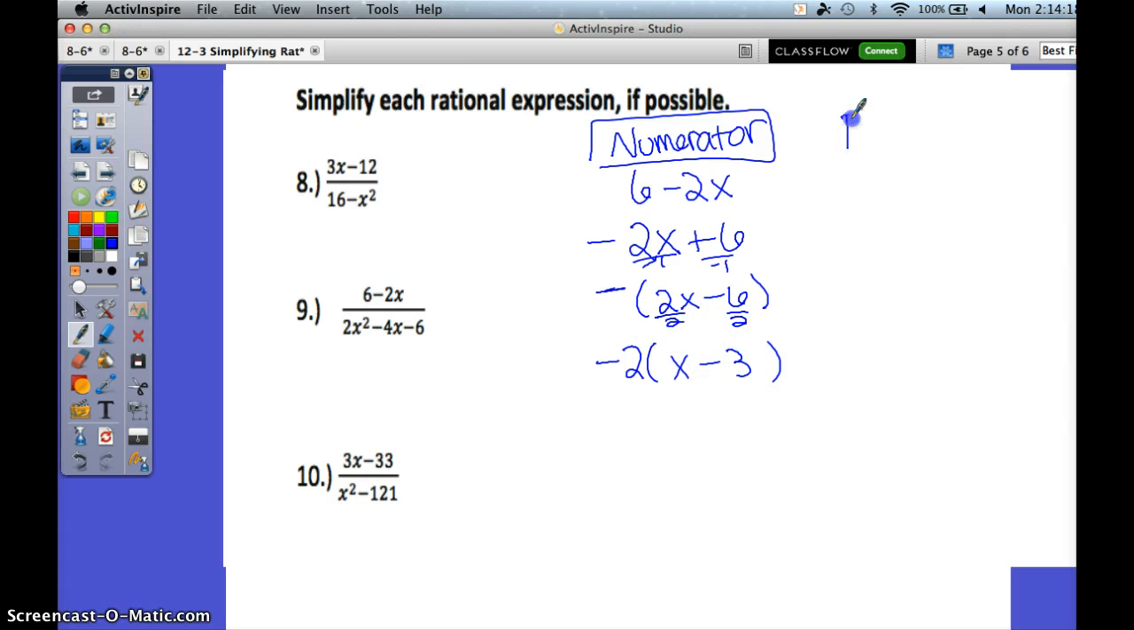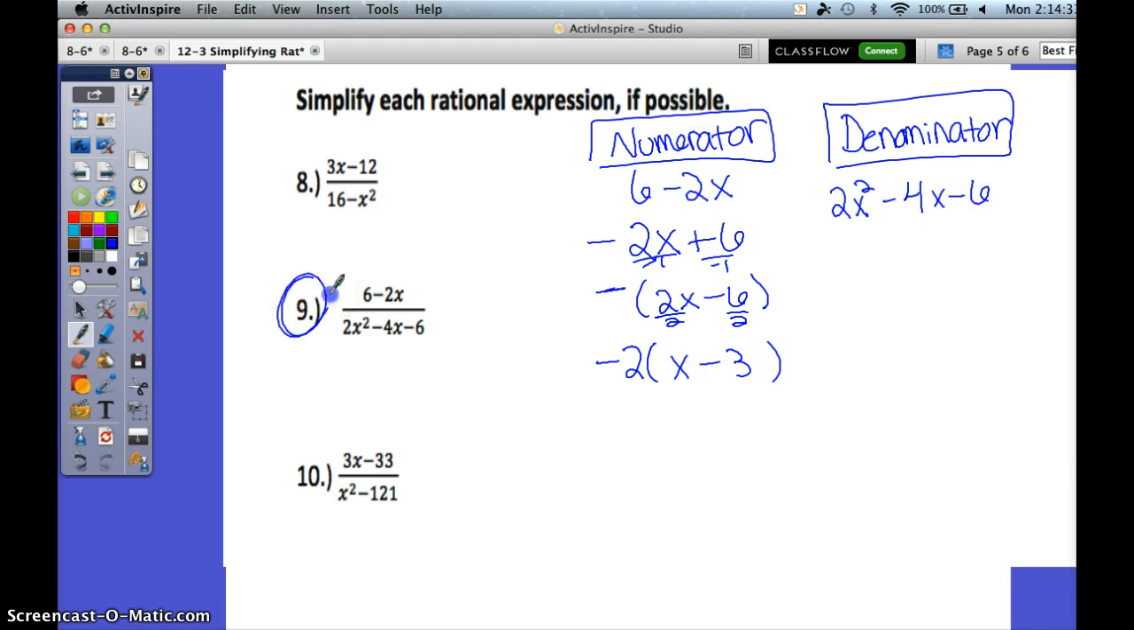Then when you do your denominator, we have to do the same idea. 2x squared minus 4x minus 6. And again, we're working on number 9 here. Notice that there's a GCF that's 2. So factor 2 out. When you divide everything by 2, you get x squared minus 2x minus 3.